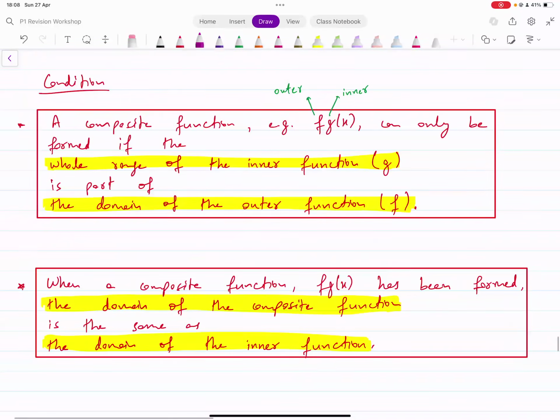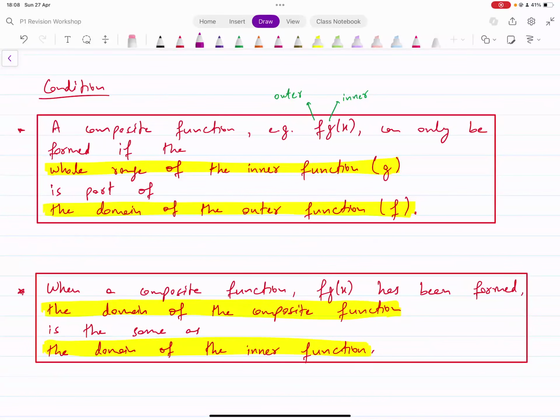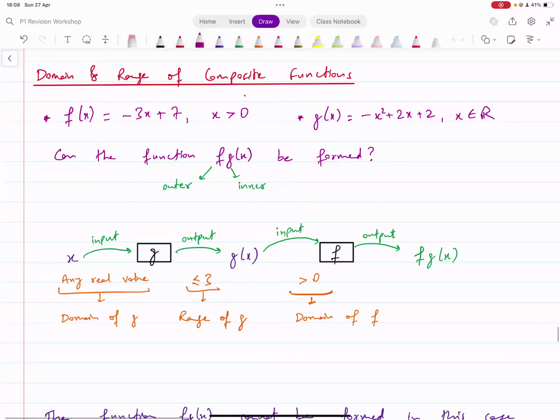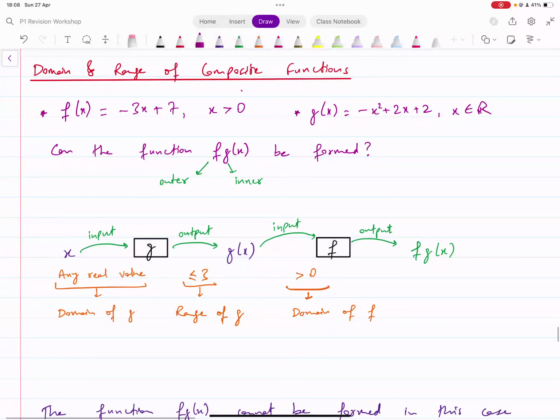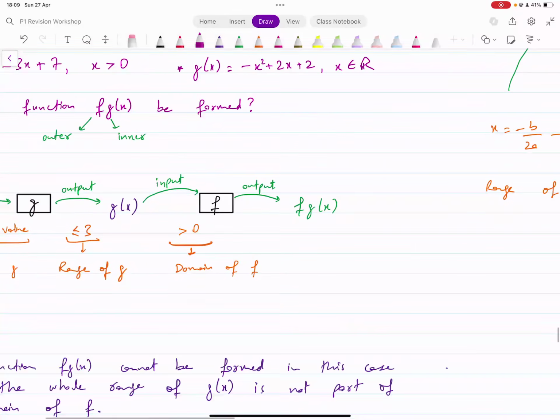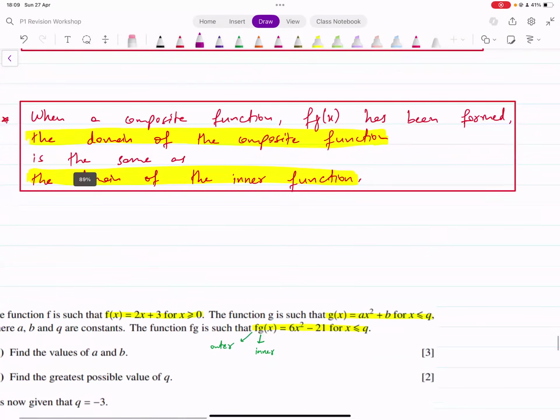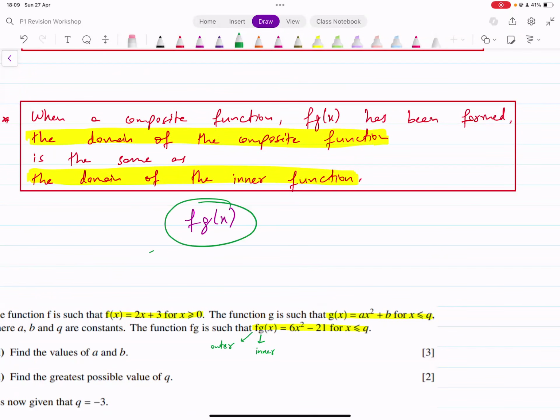And if a function can be formed, in that case, let's say the function is fg of x, the domain of this function is going to be the same as the domain of the inner function. Domain of the composite function is the same as the domain of the inner function.